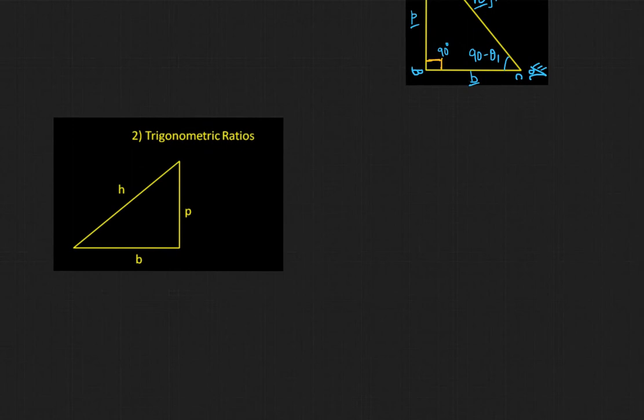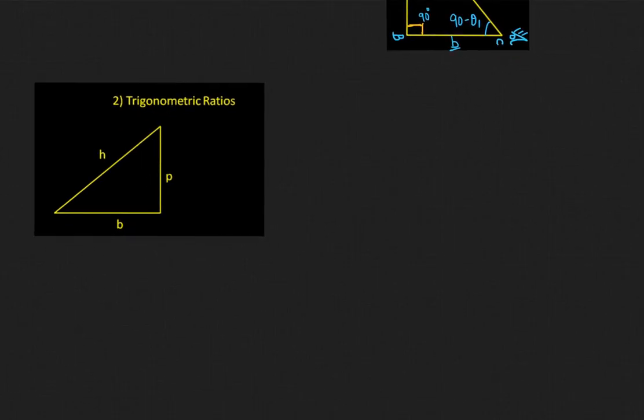So now in this triangle, let's see what are the different ratios that are possible. So let's say we are viewing from here, and this angle is theta. So the first ratio that's possible is perpendicular by base, right? And the second ratio in this triangle that is possible is base by hypotenuse.